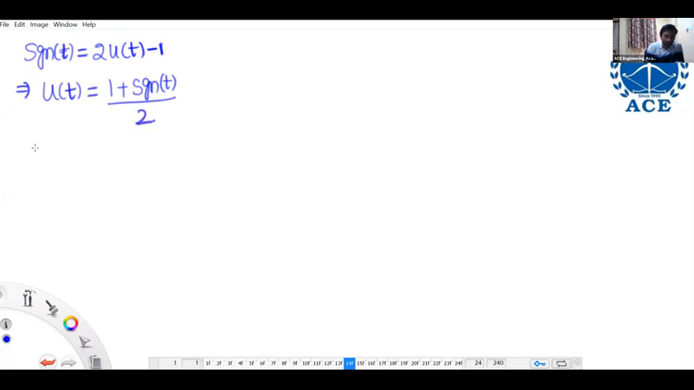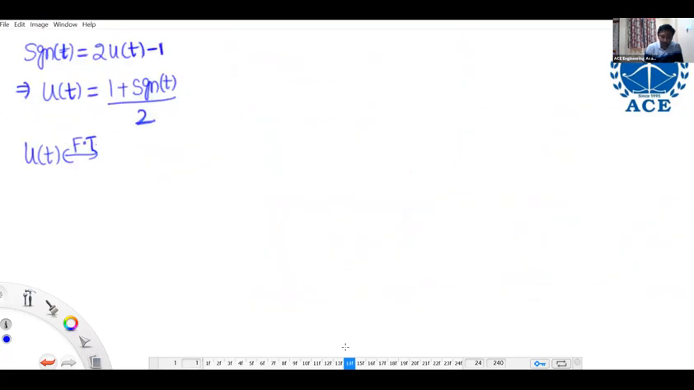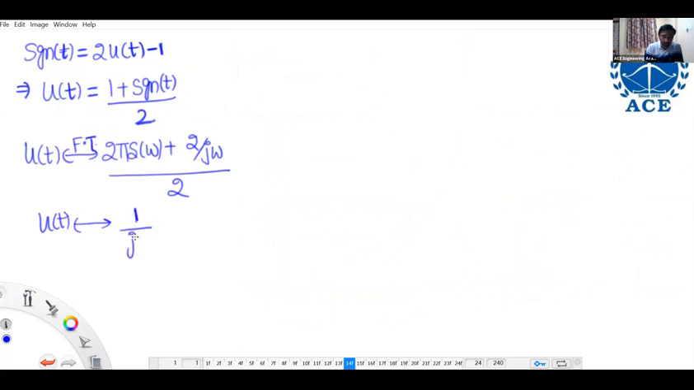Now you will know what is the Fourier transform of ut. Step function Fourier transform, see our previous slide. 1 Fourier transform, how much? 2 pi del omega. See the previous slide, everyone. Signum spectrum is 2 by j omega. So what is the Fourier transform of unit step function? 1 by j omega plus pi into del of omega.